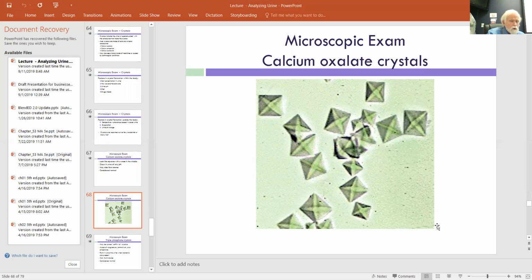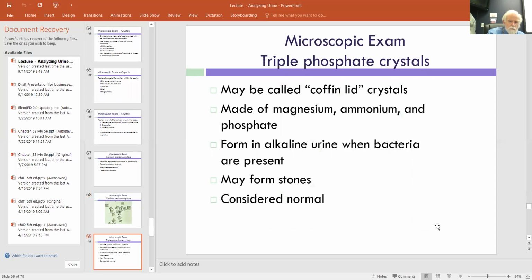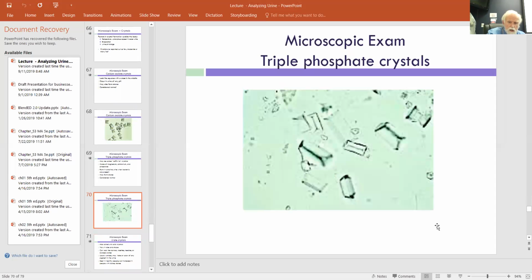Most minerals have very distinctive crystal shapes. Okay, we got triple phosphate, which is a different thing: magnesium, ammonium, and phosphate are in there. And again, we're looking at something that happens when bacteria are present in alkaline urine. They could be a source of stones. They're actually kind of normal. But if you take a look at these things, they sort of look like long triangular prisms.